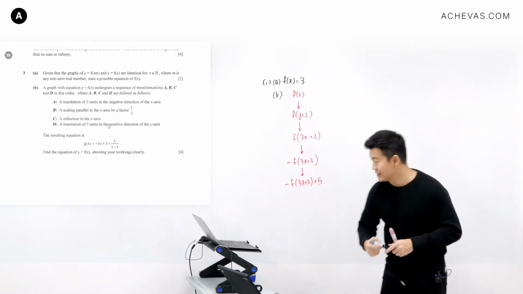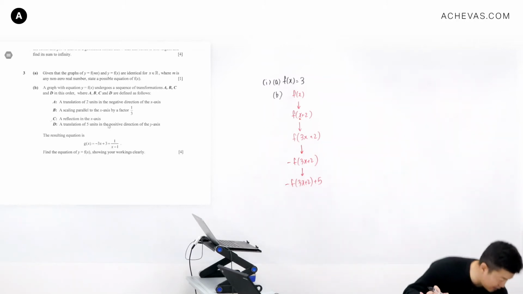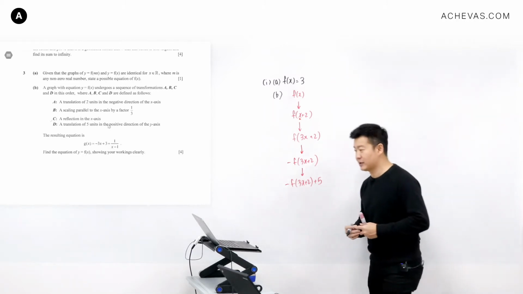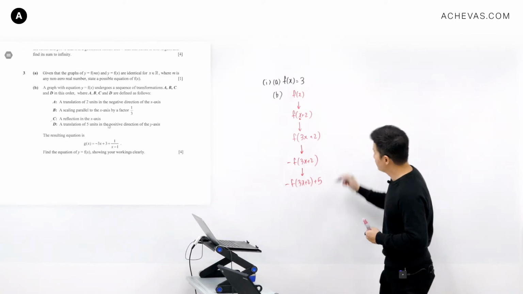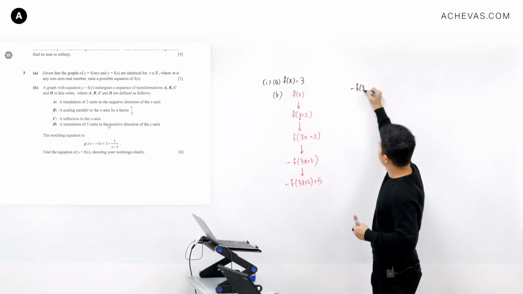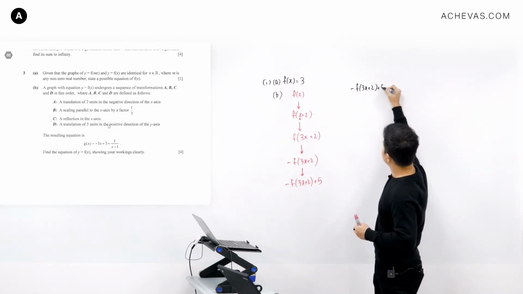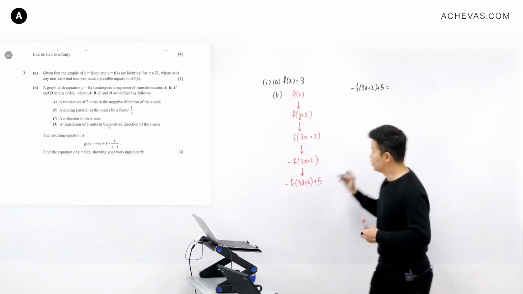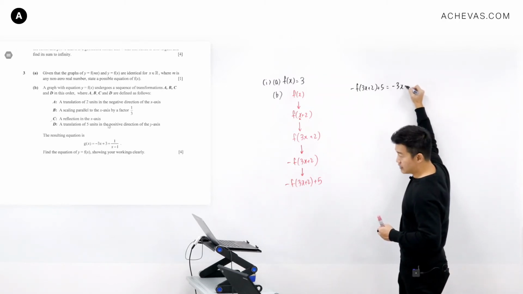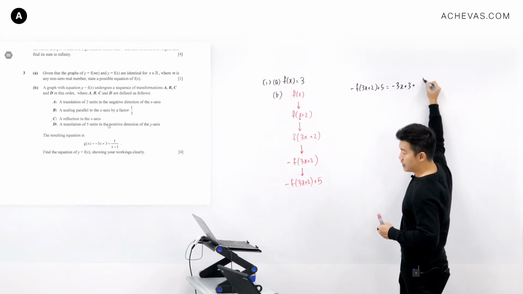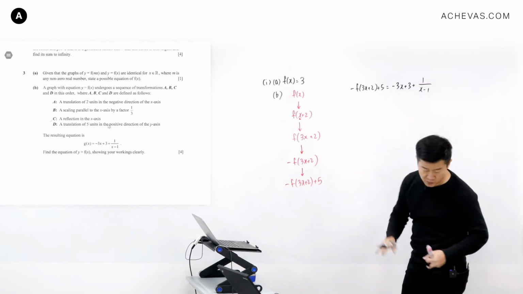And according to what the question says, this gives us the resulting equation, g(x). So minus f(3x+2) plus 5 is equal to minus (3x+3 plus 1 over x minus 1).